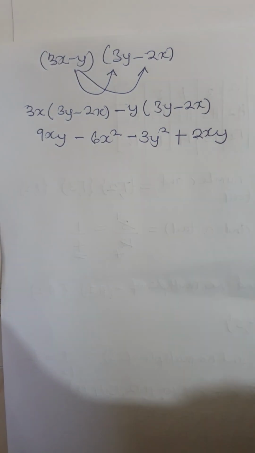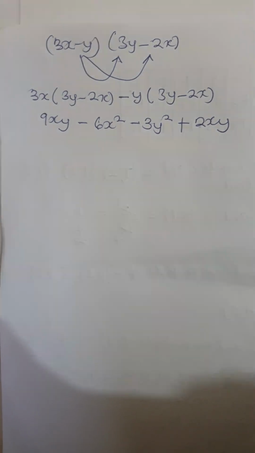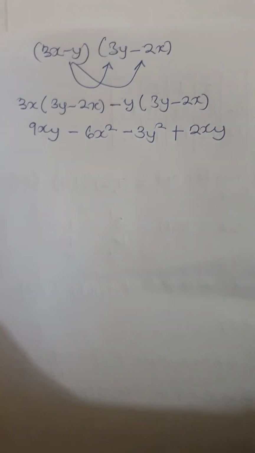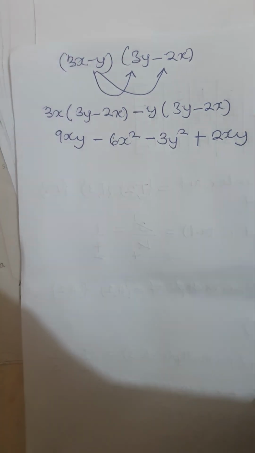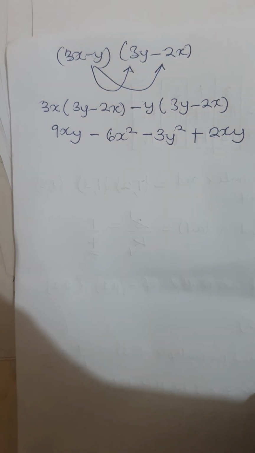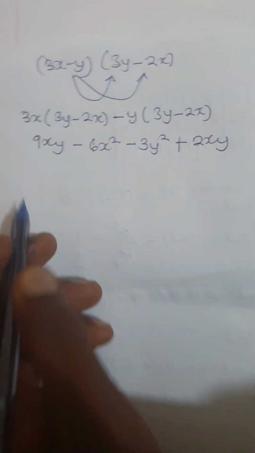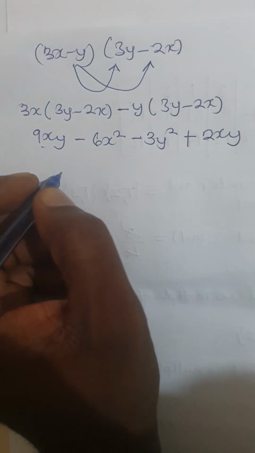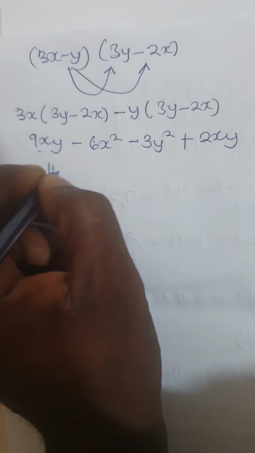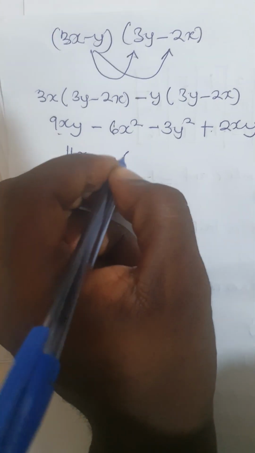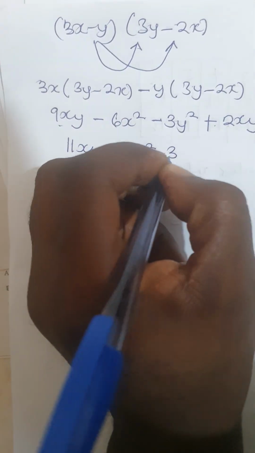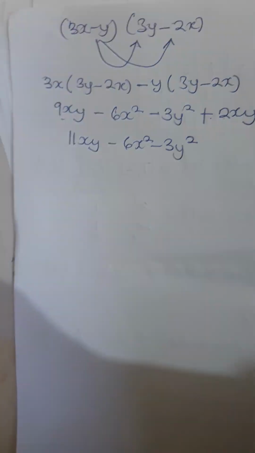I look through to see if there is any common term. Yes, 9xy and 2xy. They have the same variable part, xy, so they are like terms and we can add them. 9xy plus 2xy is going to give you 11xy. You add the coefficients 9 and 2. The rest, there is nothing common, and I bring it as such. And that becomes the answer for question number 1C.